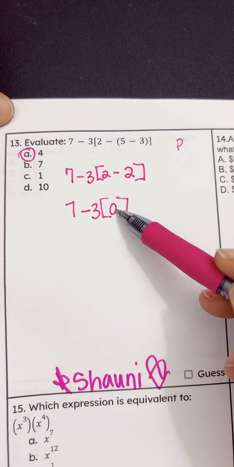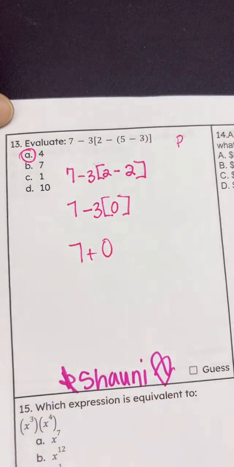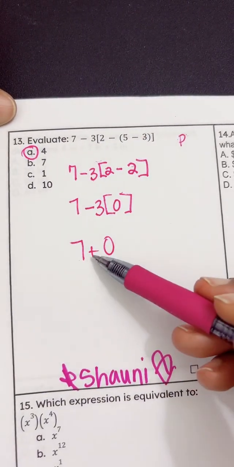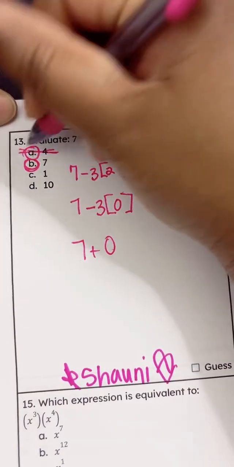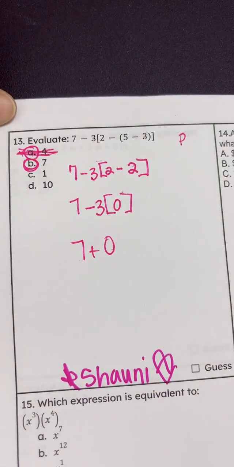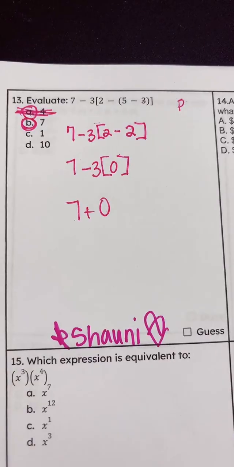So negative 3 times 0, well, that's just a 0. And that's why we have 7 plus 0. And yes, that's why B is our answer. Good. Does that make sense? Are we good on that?